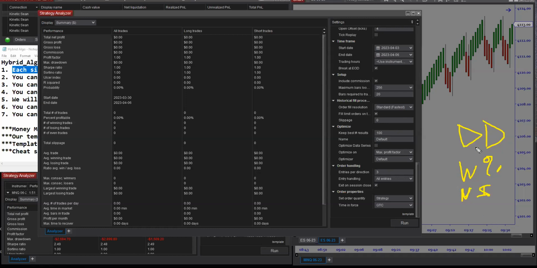Well, you can optimize for net profit to see what's the most profitable settings, and then sort by the lowest drawdown to find that.